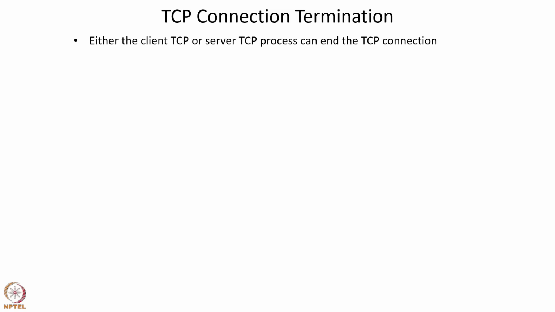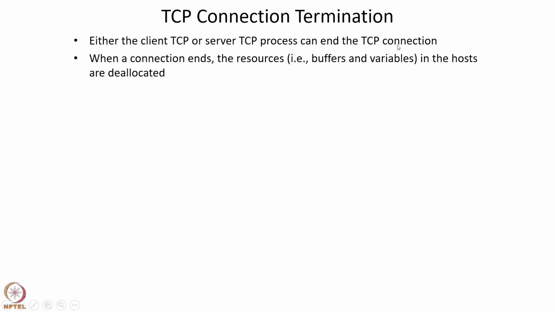So we discussed the establishment of a TCP connection. Now we discuss after the data has been exchanged by the client and the server, how the TCP connection is terminated. So either the client TCP or the server TCP process can end the TCP connection. When a connection ends, the resources, that is buffers and variables in the hosts, are deallocated, so they can be used for other connections.